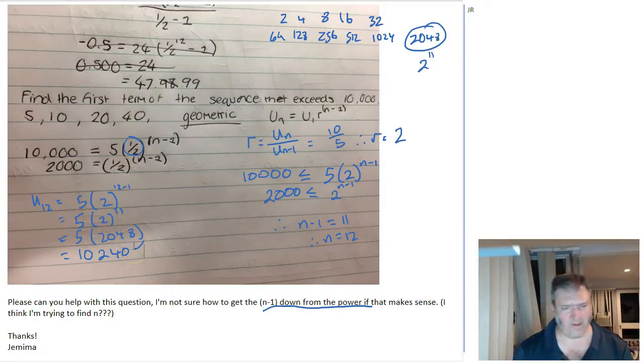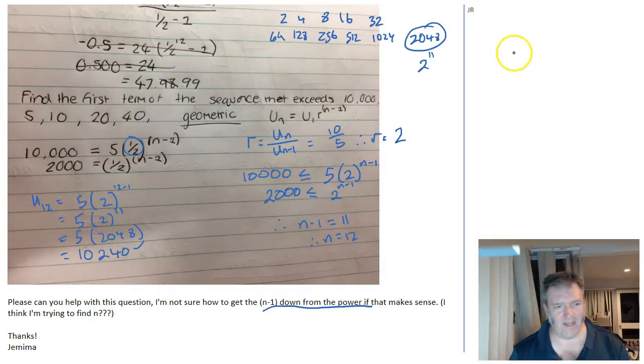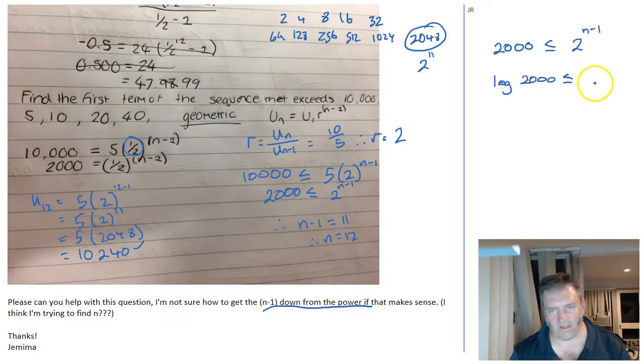Alright, how would I do it if it was a big number, if it were powers that you weren't expected to be able to do in your head? How could I still get from this line here, 2000 is less than or equal to 2 to the power of n minus 1? And the answer is we use logarithms. We should remember that the log of 2000 is less than or equal to the log of 2 to the power of n minus 1.